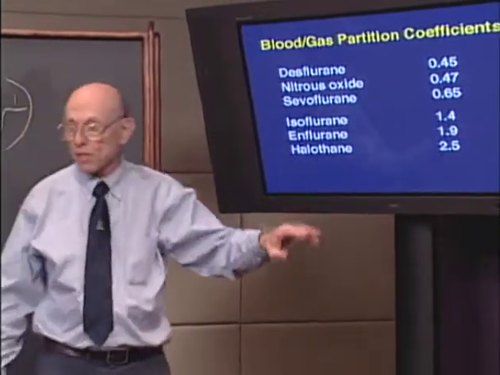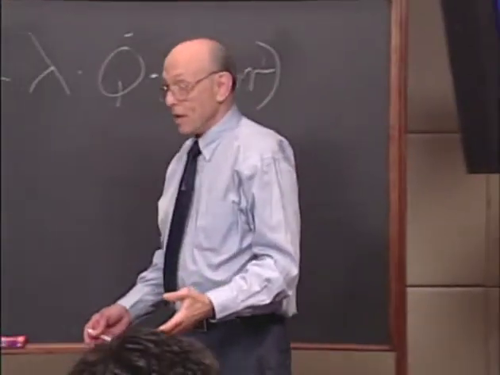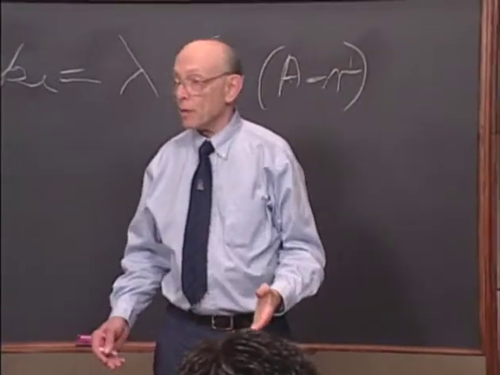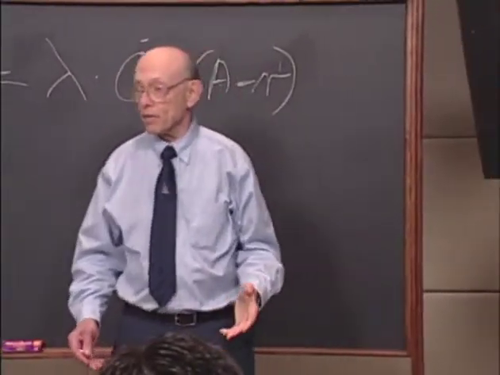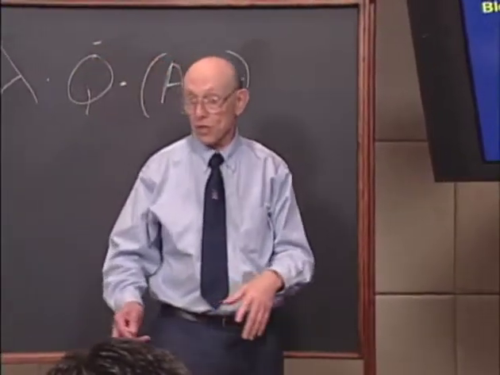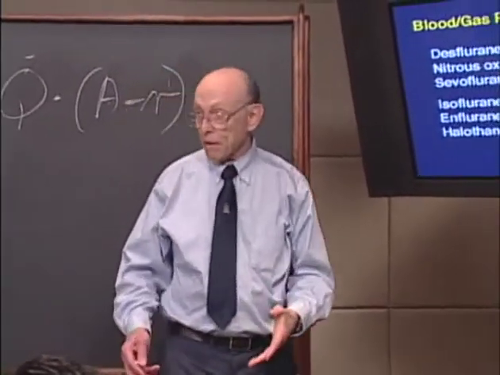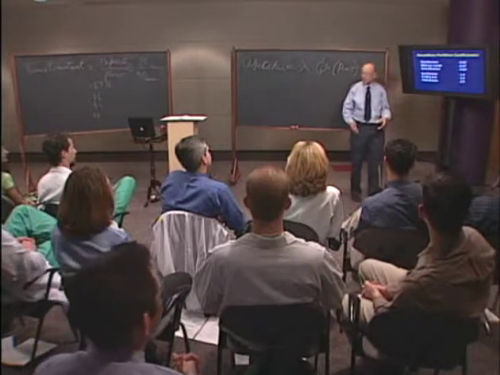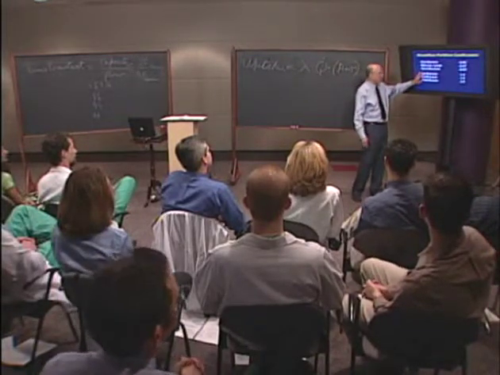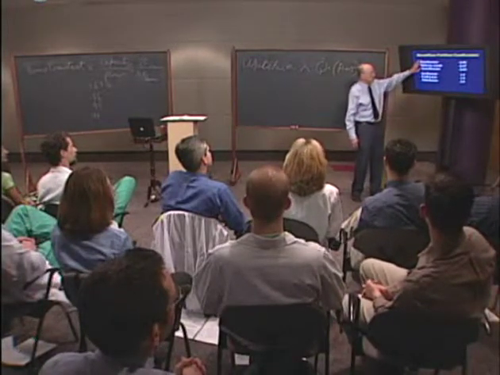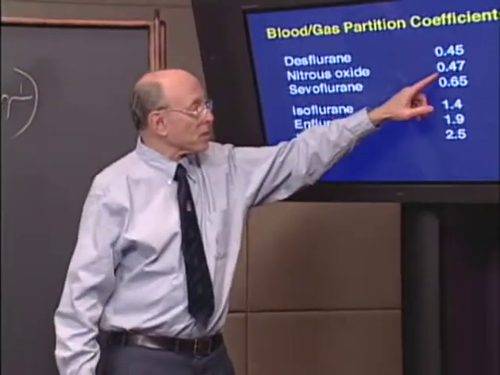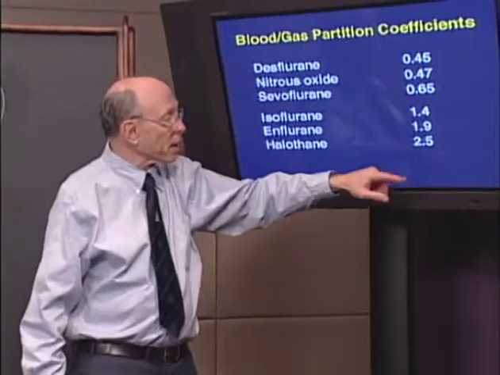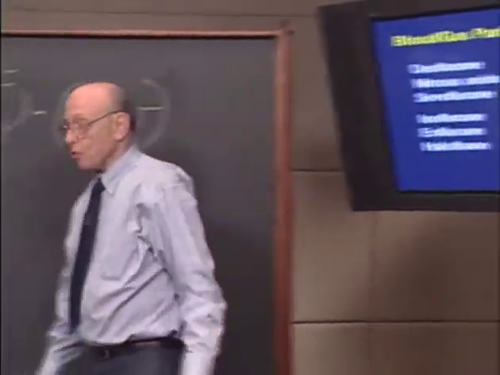Why do I say moderately soluble? Well, because there's some anesthetics no longer used which are highly soluble. Anesthetics like diethyl ether and methoxyflurane, which have blood gas partition coefficients of above 10. For ether, it was about 12, and for methoxyflurane, 15. So these are moderately soluble anesthetics. These are poorly soluble anesthetics. Note that the partition coefficient here is about 0.5, and here it's about 2. So memorize those values, if you will.